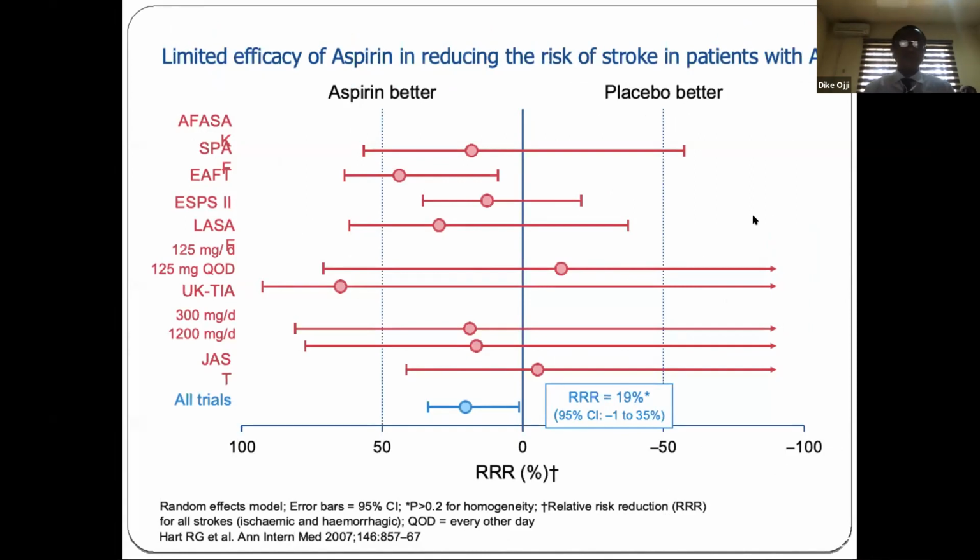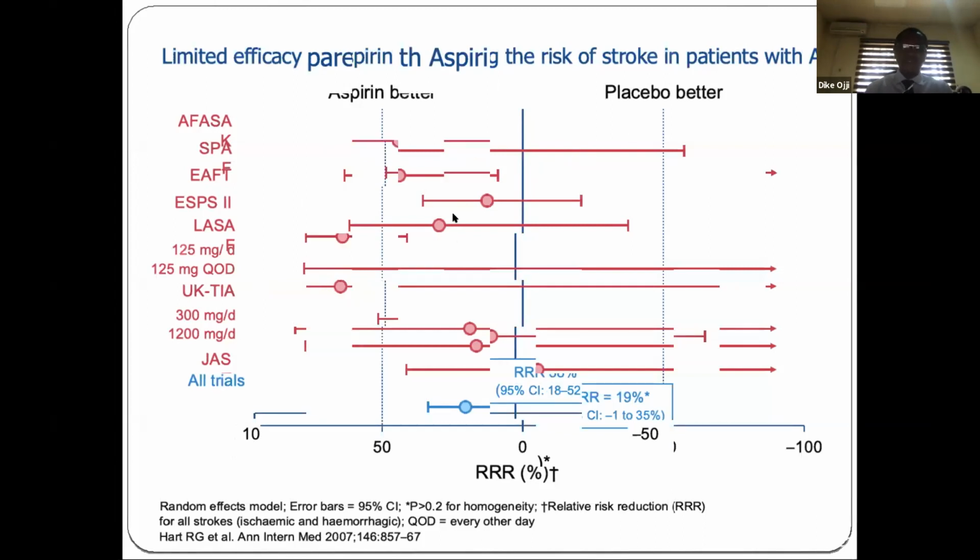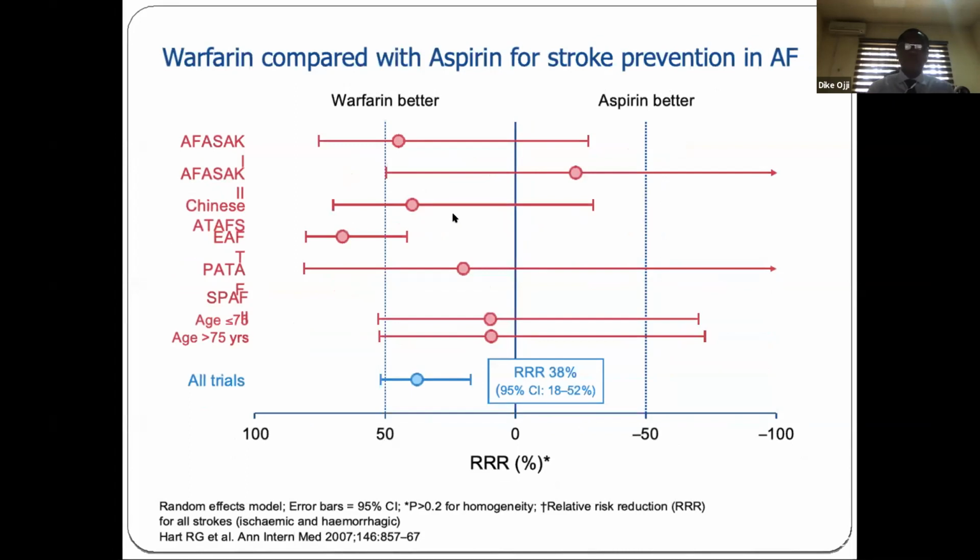Now, there was a lot of debate earlier on, but I think this is settled now in the cardiovascular world. There's limited efficacy of aspirin in reducing the risk of stroke. Before, people were pointing out that aspirin can do a lot. But from this meta-analysis of different studies, you can see that there is no difference between aspirin and placebo. It was only one study, the UK TIA study, that showed where aspirin can have a benefit compared to placebo. Otherwise, aspirin does not really have a place now in the management of atrial fibrillation.